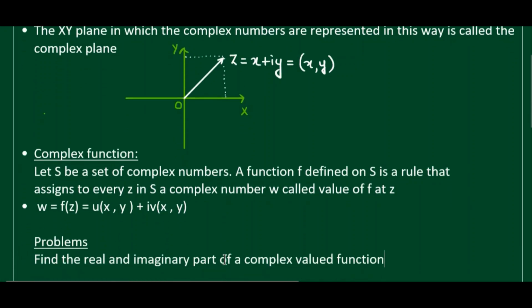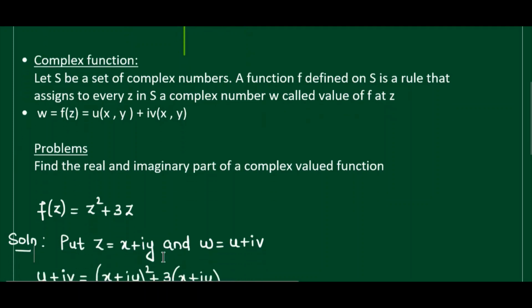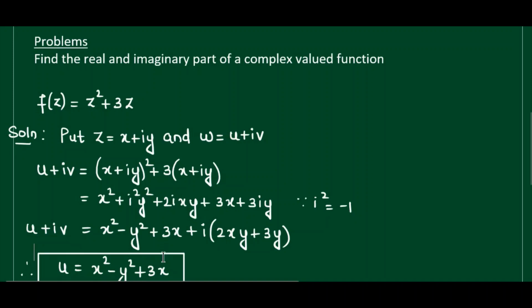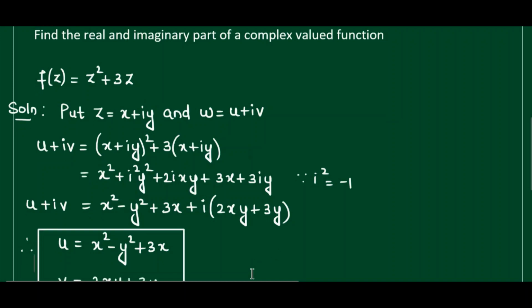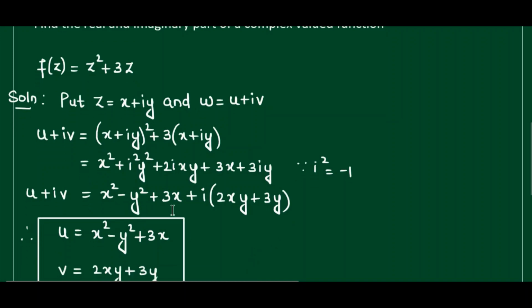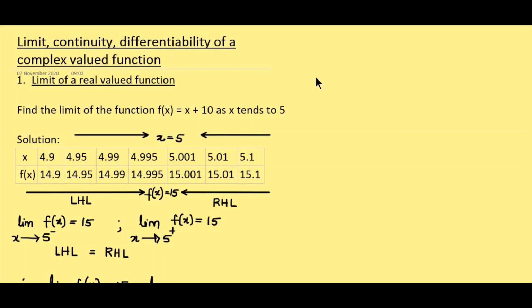Now let us discuss some problems on this. Find the real and imaginary part of the complex valued function f of z equal to z square plus 3z. Now you can put z as x plus iy and w as u plus iv so that we can find the real and imaginary parts, which is u and v. Now after substituting and simplifying this, you get u as x square minus y square plus 3x, comparing the real parts on both sides, and comparing the imaginary parts on both sides, we get v is equal to 2xy plus 3y.